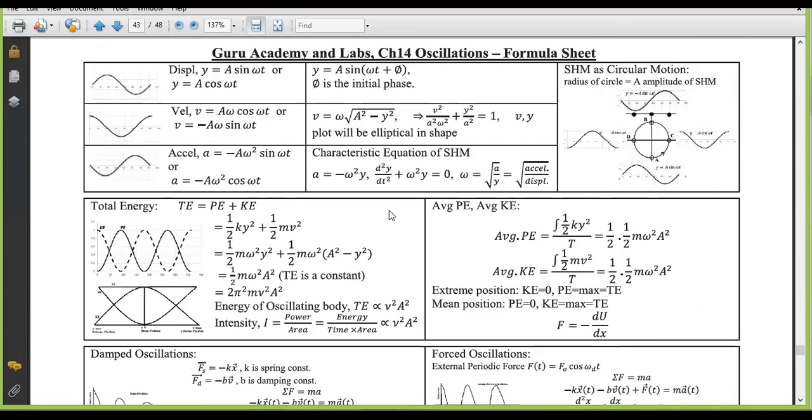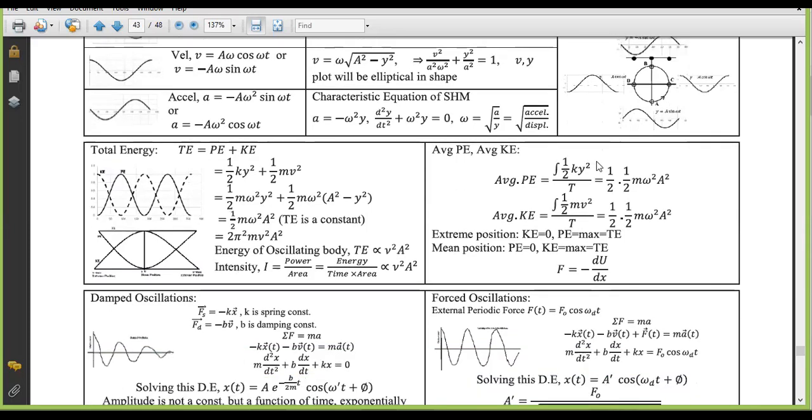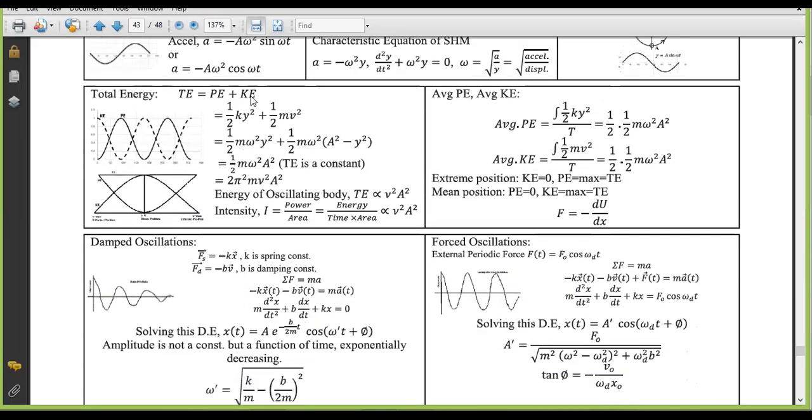Okay, so we have been talking about displacement, velocity, acceleration. We have been talking about the characteristic equation of a simple harmonic motion. We derived the expression for velocity in terms of displacement. We studied how circular motion is connected with simple harmonic motion. We talked about the equations for kinetic energy and potential energy, and when you added them, you got total energy, which happens to be a constant, and that's why you get a straight line over here.